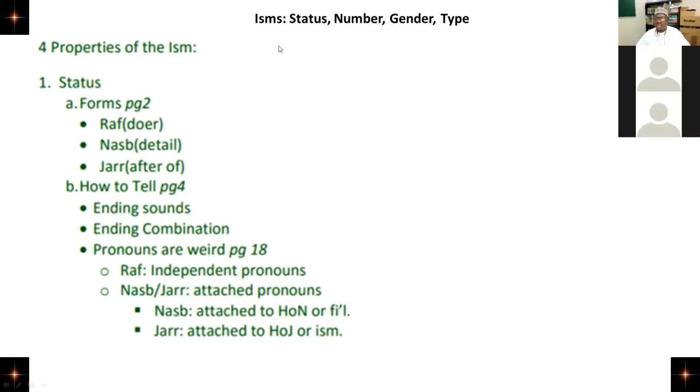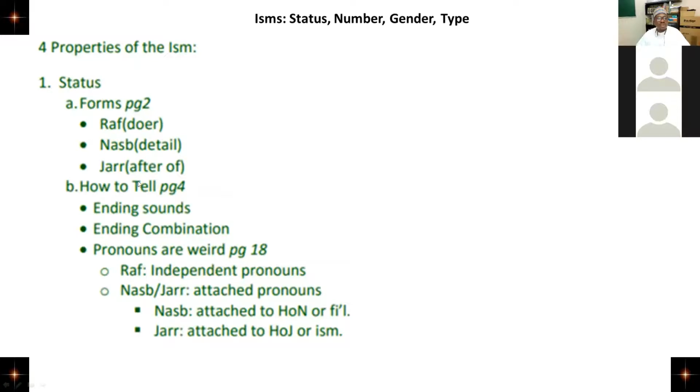So here we are talking about ism, which is one of the three kinds of words in Arabic. And we say each ism has four properties. Status is the first one, and for the status, you consider its form. The forms are either rafa, nasb, or jar. The rafa is for a doer or a subject. The nasb is for the done to or victim. And then jar is any word preceded by a harf of jar. These are the three different statuses.